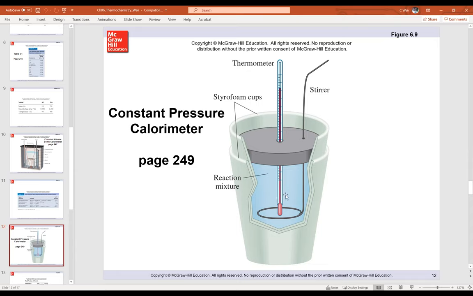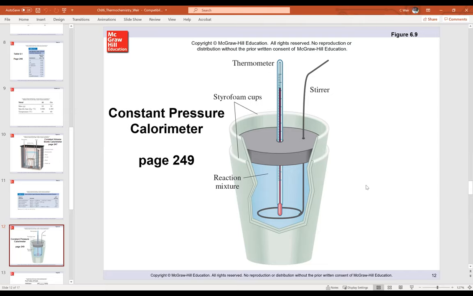As the acid and base react, they're going to heat up the water that they're mixed in. You have a stirrer here to ensure even mixing of the heat that's being given off, and you can measure the temperature change using the thermometer. The lid traps and prevents any heat from leaving the water, and the two styrofoam cups ideally perfectly insulate so that you don't lose any heat to the outside environment.